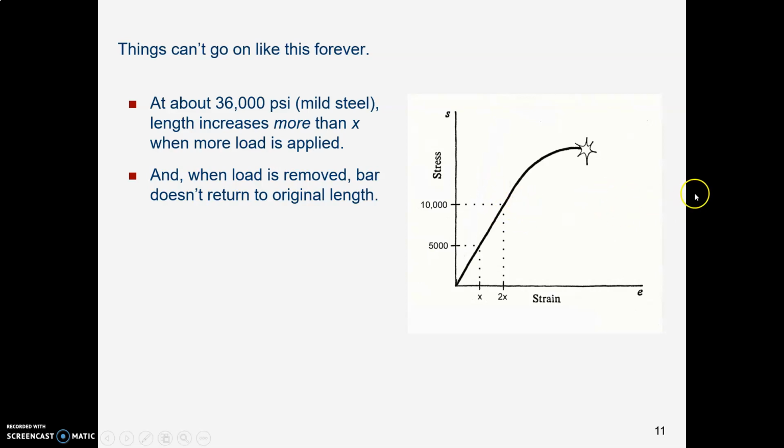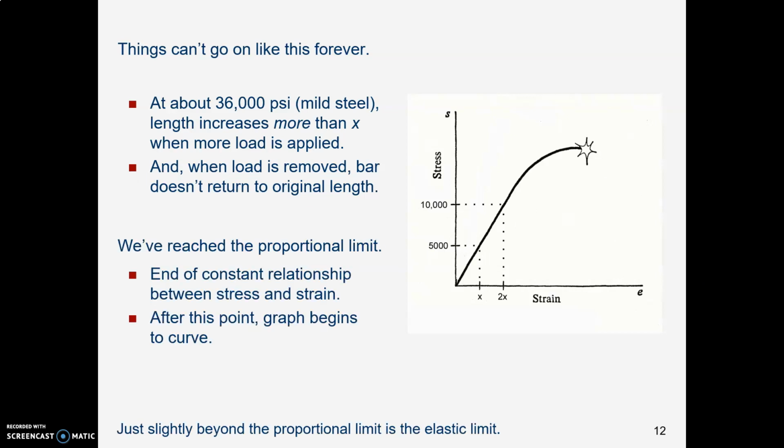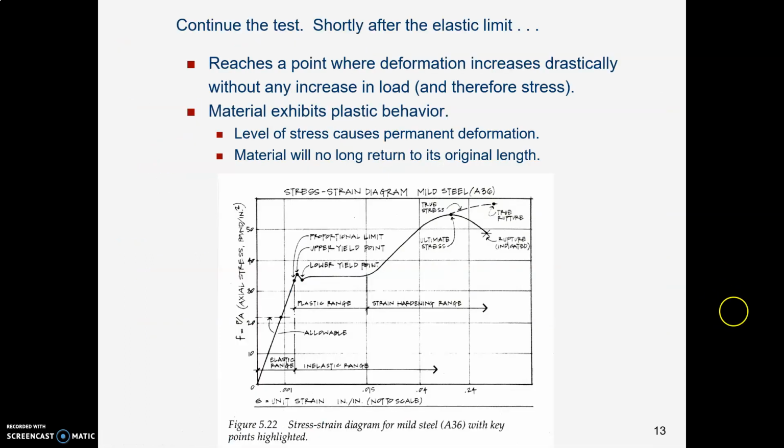And once it starts doing that, when you take the load off, it's no longer elastic and it's not going to snap back to its original length. You have reached the proportional limit, where stress and strain are no longer proportional, and after this the graph stops being a straight line and starts doing funny things.